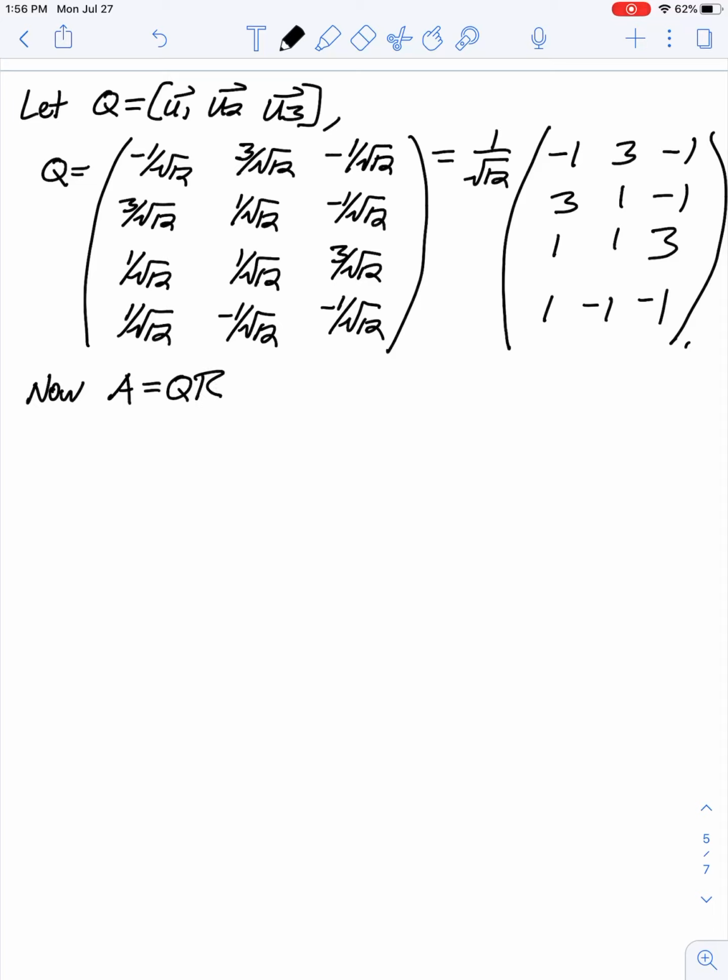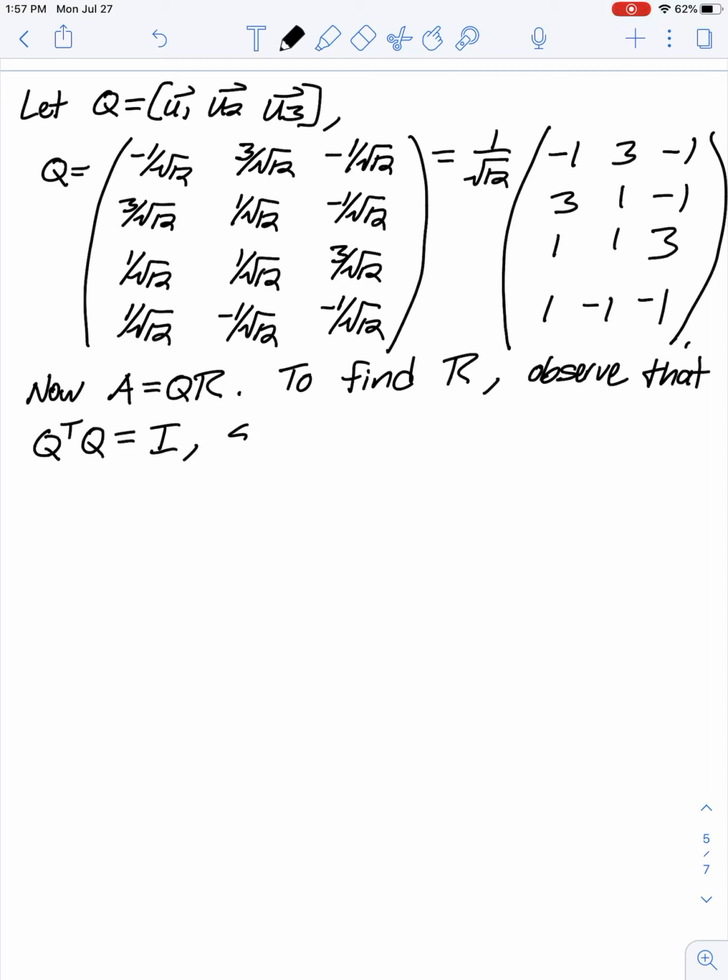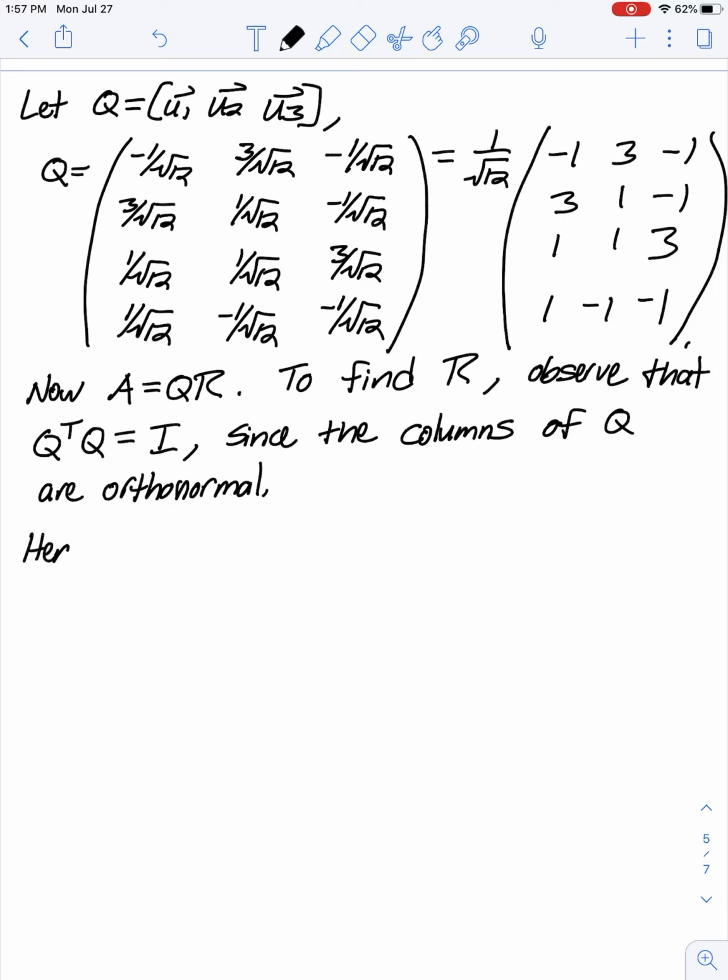So we know that A is going to equal Q times R. To find R, let us observe that the matrix Q transpose times Q is equal to the identity matrix. Recall from, I believe, section 6.1 or 6.2, that matrices which have orthonormal vectors as their column vectors satisfy this property, that Q transpose times Q is equal to the identity, or in other words, Q transpose is equal to the inverse of Q. Here this is since the columns of the matrix Q are orthonormal.